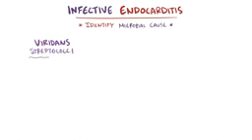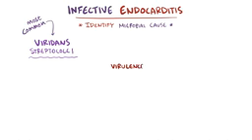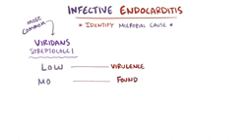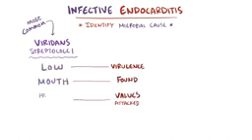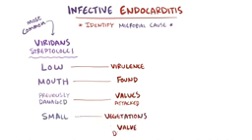Viridans streptococci is the most common cause. Its virulence is low, it's found in the mouth, and they usually attack valves that have had some previous damage, usually resulting in small vegetations which don't destroy the valve.